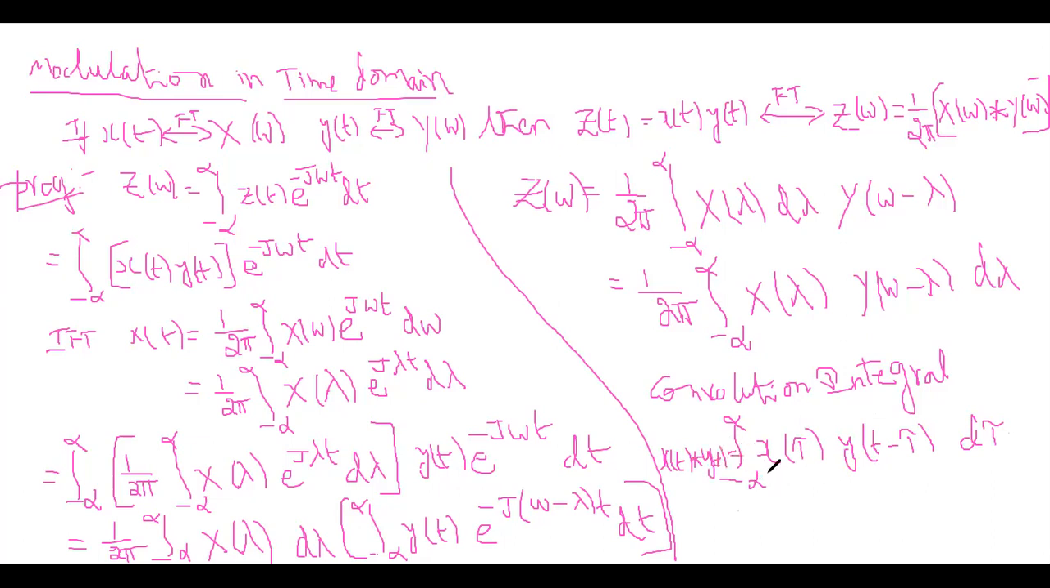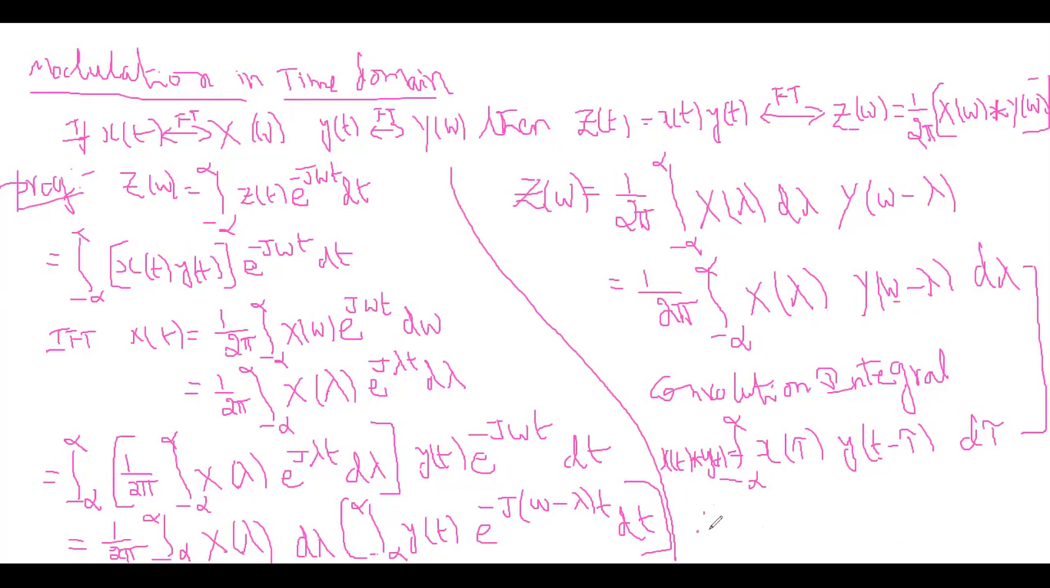Following, my students, what is the formula here? The integral from minus infinity to infinity of x of tau y of t minus tau d tau. Now compare these two equations. Instead of tau, it is lambda: x of lambda, y of omega minus lambda, d lambda. And instead of t, here the omega is there. Whenever t is there on the left-hand side, you can observe x of t convolved with y of t. But in this equation, tau is lambda and t is omega.